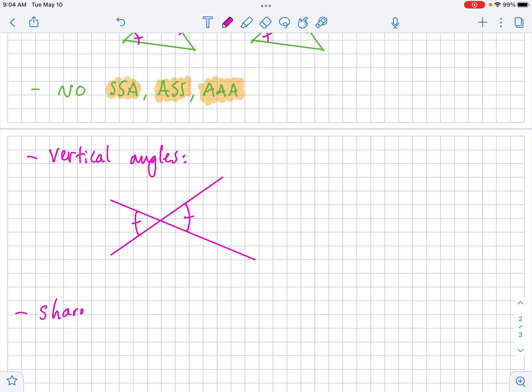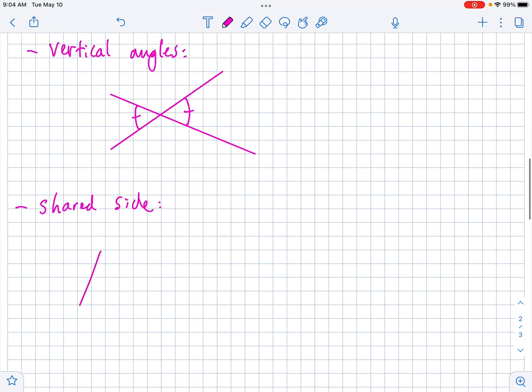The other thing that seems to come up with proving these is a shared side. So sometimes you'll have a diagram like this, and they'll mark this side and this side for you so you know that these are congruent, but then they don't mark this third side here. Remember, if you have a side that's shared in two different triangles, you can go ahead and put a congruency marking on that to show that it's congruent to itself.